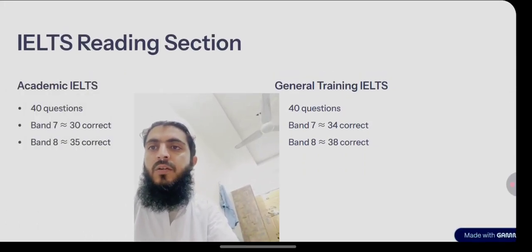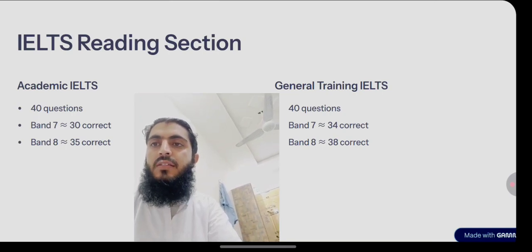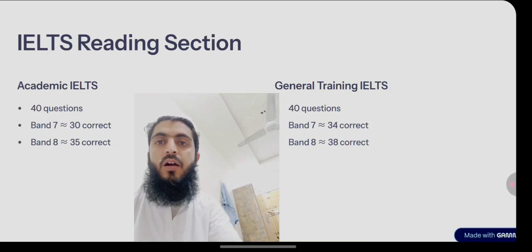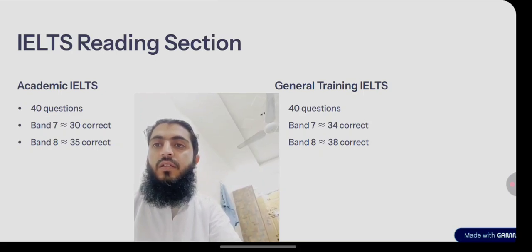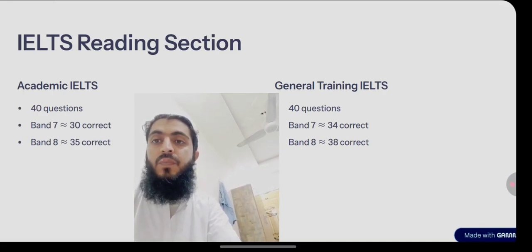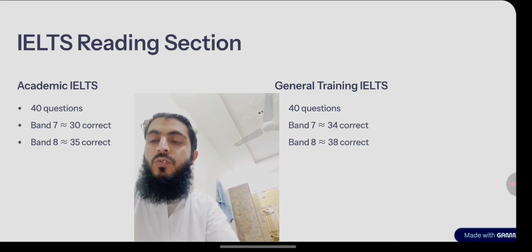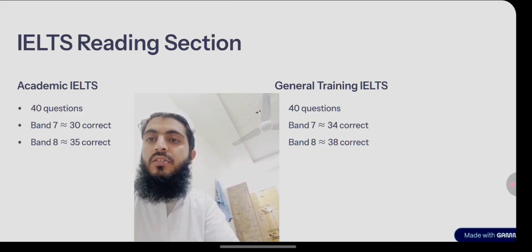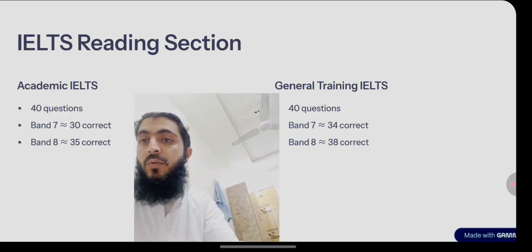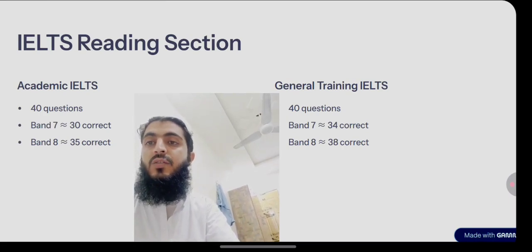Like you can see here, we have IELTS Academic. We have already talked about these things many times, and we have IELTS General. Both of them have 40 questions in the listening section, and in the reading section as well. In listening and reading we have 40 questions. So if you answer 30 questions out of 40 correctly, you will get 7 bands. And if you answer 35 questions out of 40, you will get 8 bands.